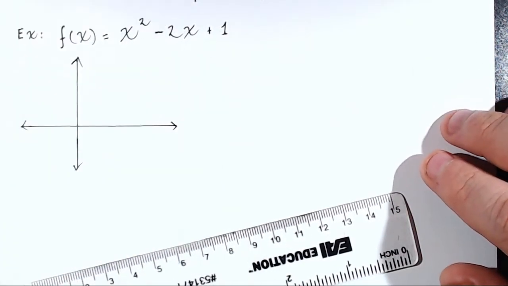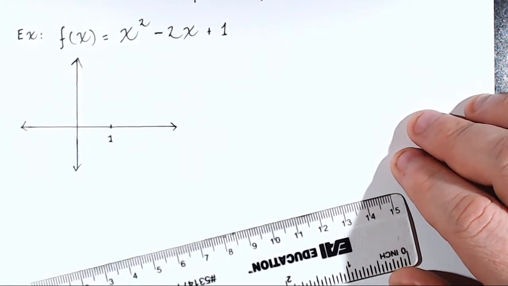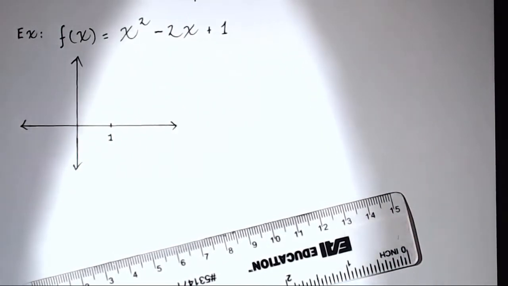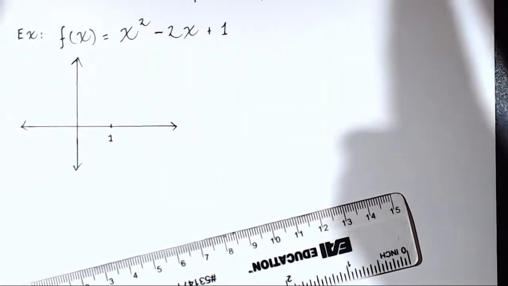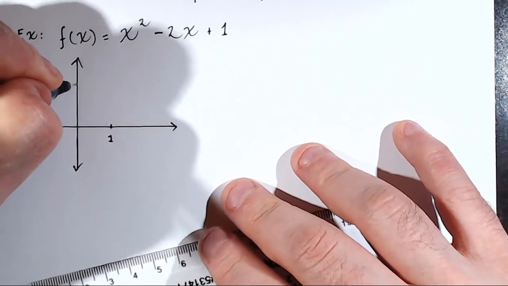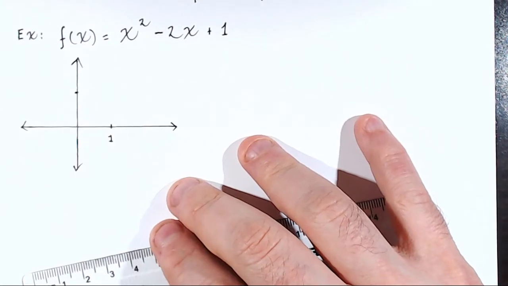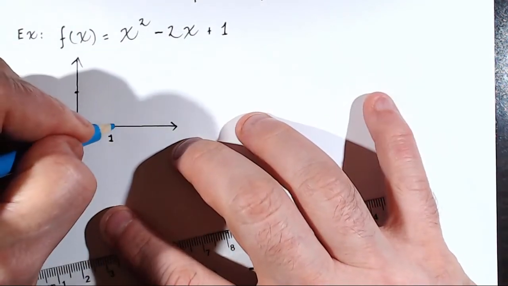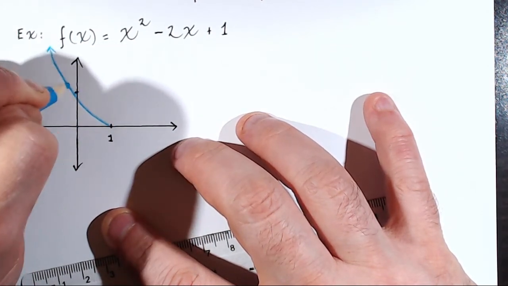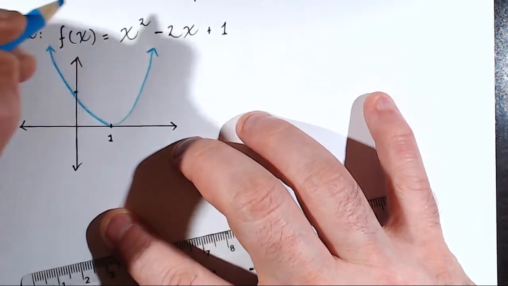It has its axis of symmetry at 1, and it sits on the x-axis, and it passes through a y-intercept at 1. So I can draw this in like this. Okay?